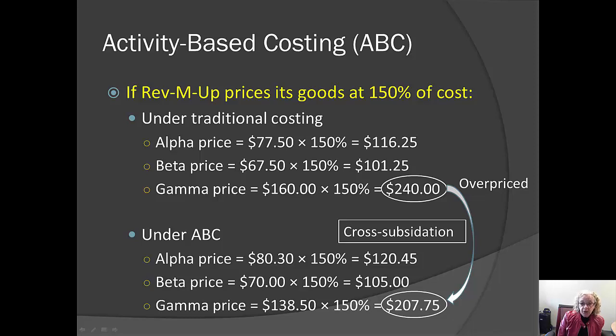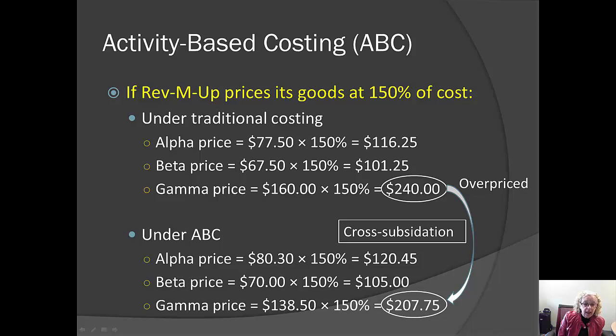We are not getting 150% of cost because our alpha and beta really cost us more than we think. By contrast, we're charging more than our competitors for gamma because we are over costing that product. We're giving it more overhead cost than it really deserves. Therefore, our gamma product is not going to sell well in the market because our competitors understand what it truly costs them.